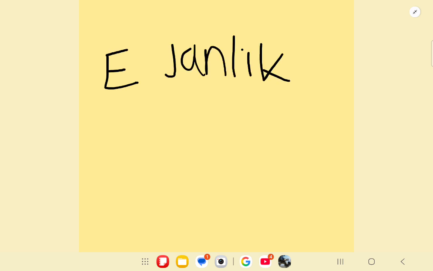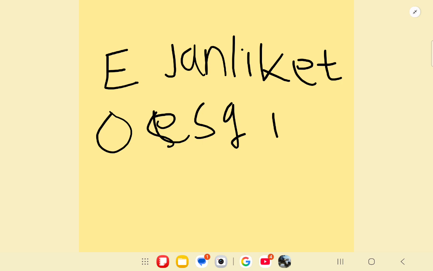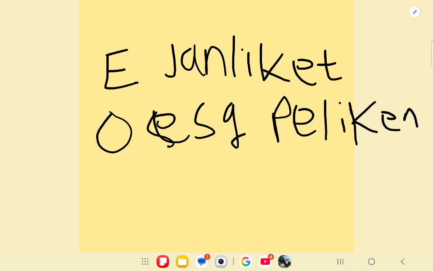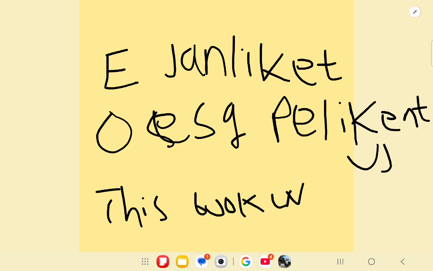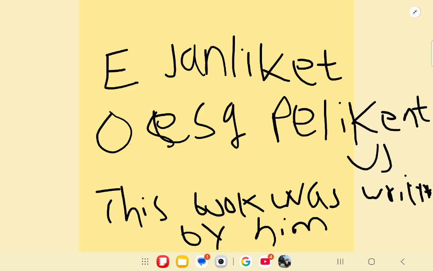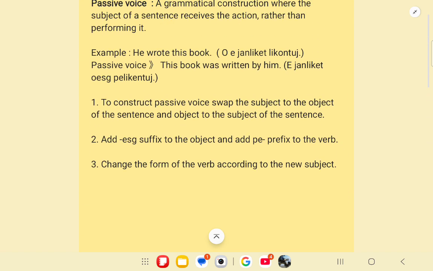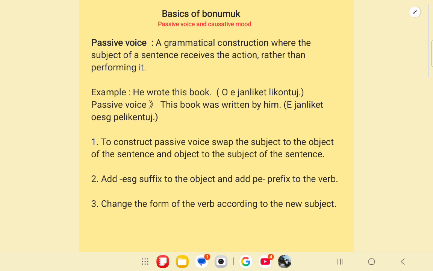So the sentence becomes A Jan Liket O esg Peliken Tuj, which means this book was written by him. Okay, I hope you understand the passive voice, and now let us look at the causative mood.